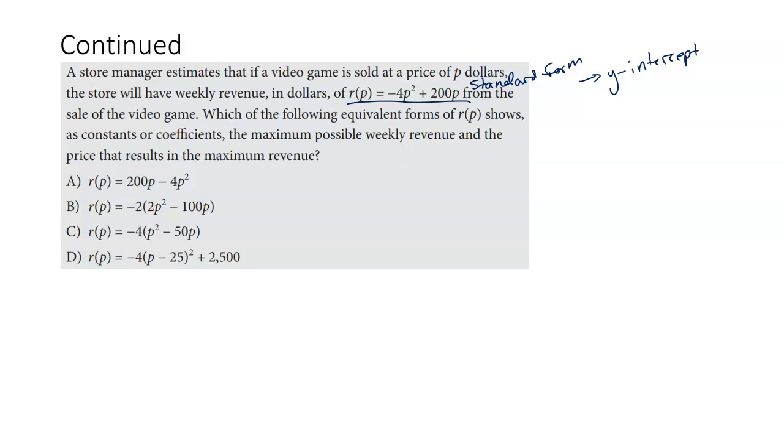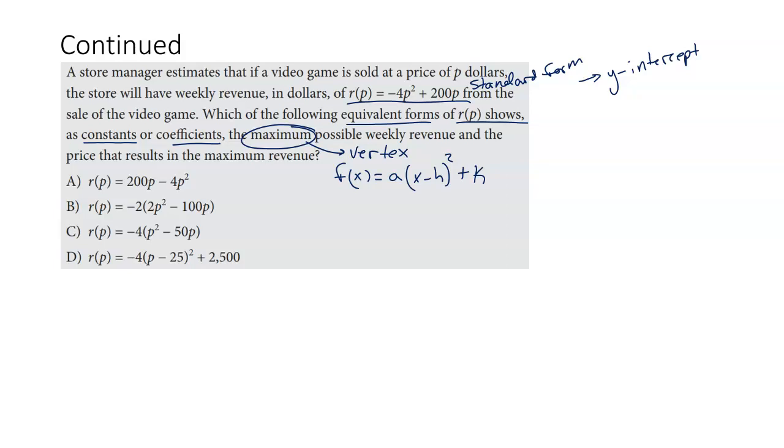For the sale of a video game, which of the following equivalent forms of R of P shows as constants or coefficients the maximum possible weekly revenue? Well, maximum always refers to the vertex. Okay, well, standard form doesn't give us the vertex. Vertex form tells us the vertex. So there's a couple things we can do. Recall that vertex form, the general formula for a function, is a(x minus h) squared plus k. There's actually a little bit more of a variation to this, but this is how most of our standard vertex forms look when we're taking a quadratic and finding it in vertex form.